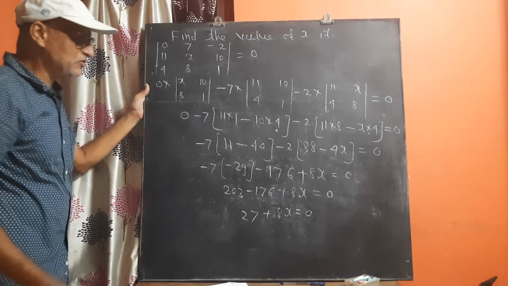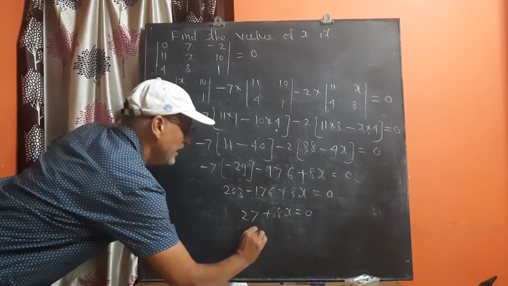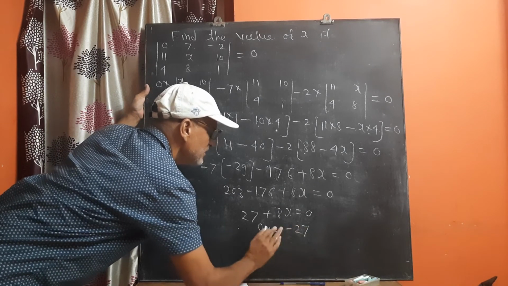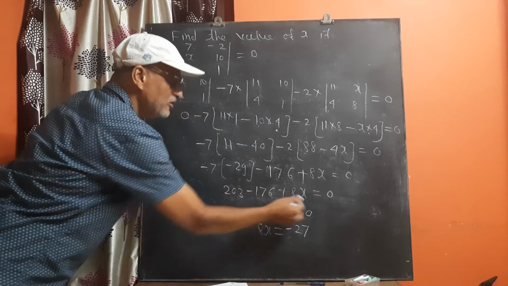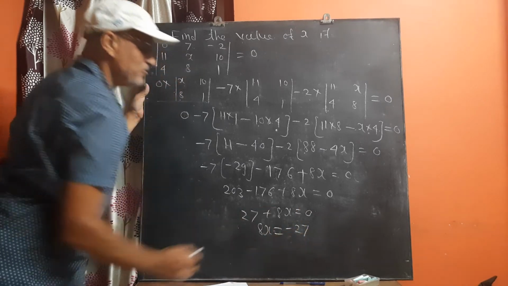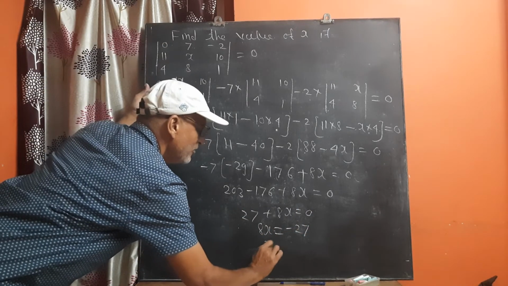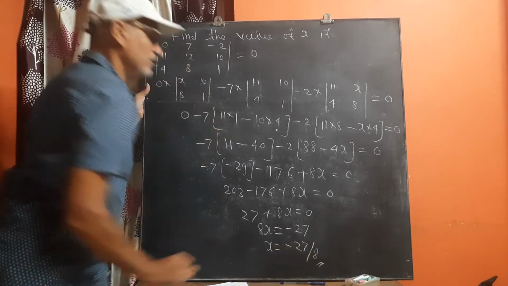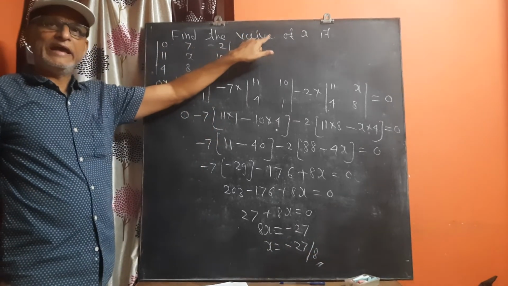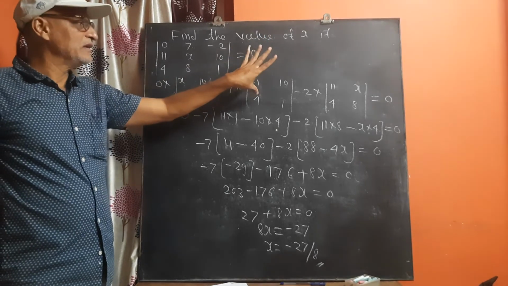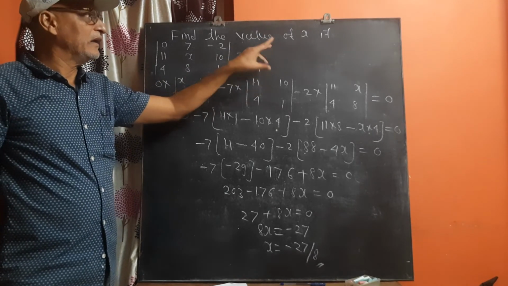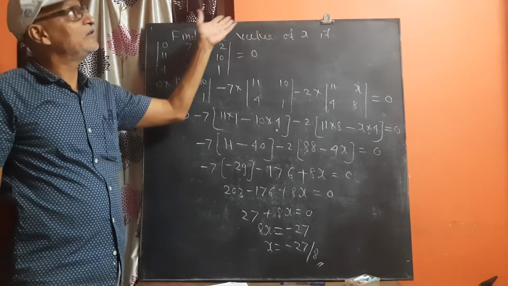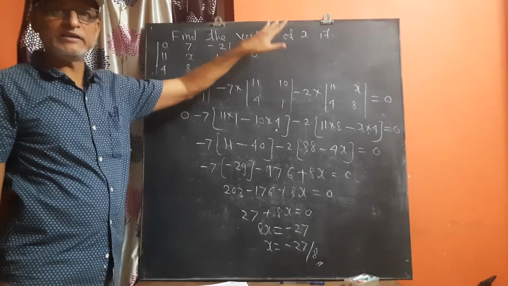27 plus 8x equals to 0, therefore 8x equals to minus 27. Shifting that 27 on the other side, we will get 8x equals to minus 27, and hence the value of x equals to minus 27 by 8. So that is the value of x, and that is the simplification of determinant and the finding the value of x.